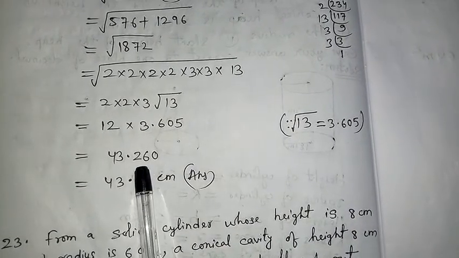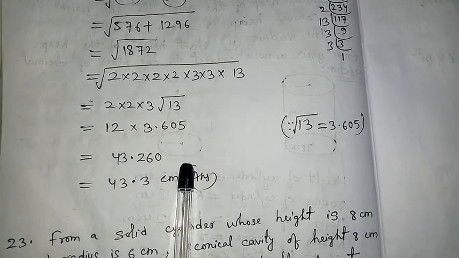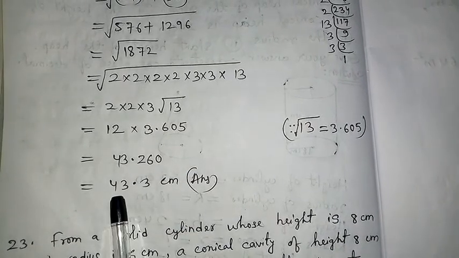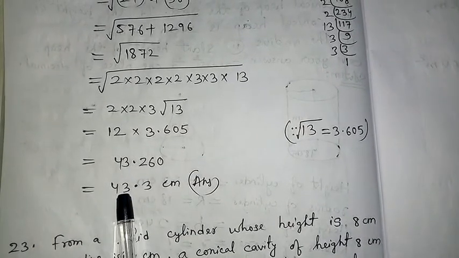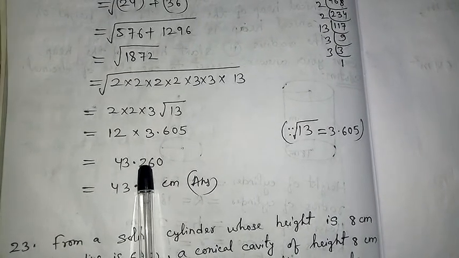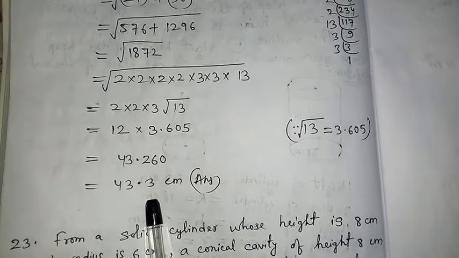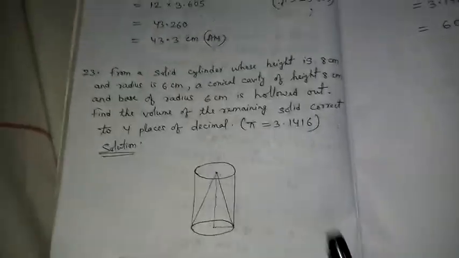So that I put here, and when we multiply this we get 43.260, whereas the answer has to be given to one decimal, so 43.3, because after 2 there is 6, which is more than 5, so the 2 is extended to 3. So this way. And one more question I have done here, children.